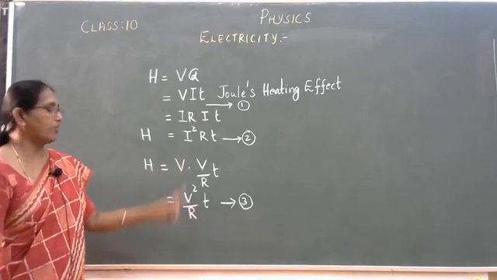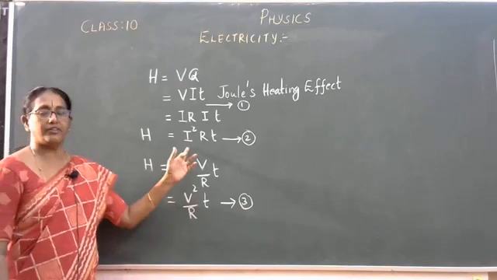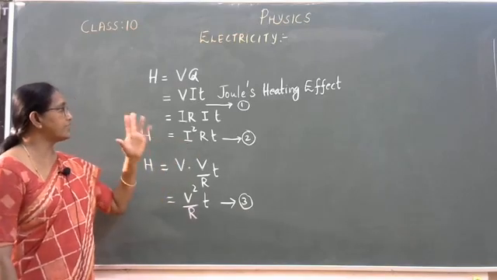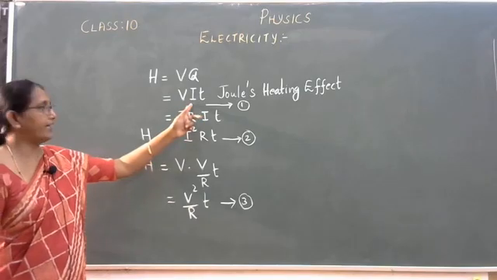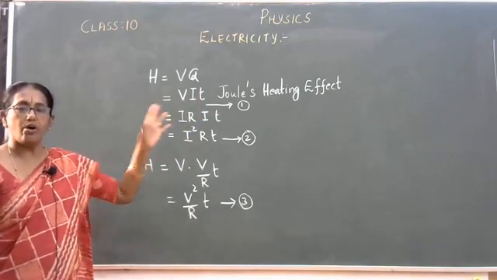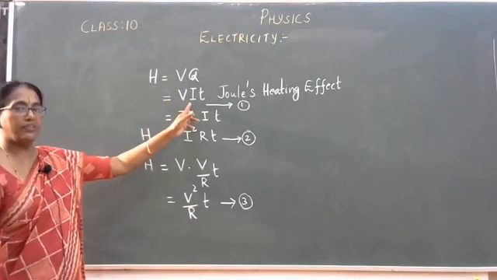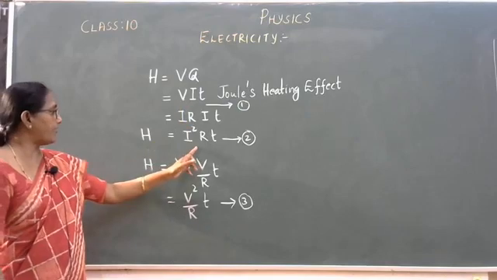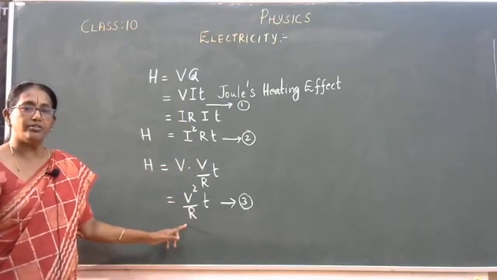So this is not contradicting. In two different situations, we have to use this equation. So if the resistance is not known, we can take the equation H is equal to VIT. So according to Joule's heating effect or Joule's law of heating effect, heat energy produced is equal to VIT or I square RT, or it is equal to V square by R into T.